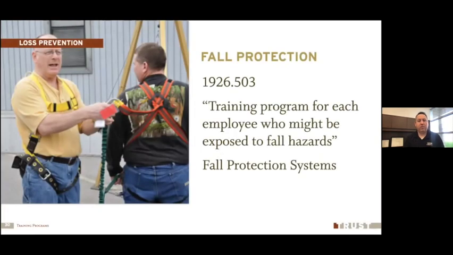Another big one is fall protection. This is from the construction industry. You'll see the 1926 there. This is where you need to have a training program for each employee who might be exposed to fall hazards. So there's lots of different types of systems to prevent employees from falls. The picture here is an example of a personal fall arrest system.